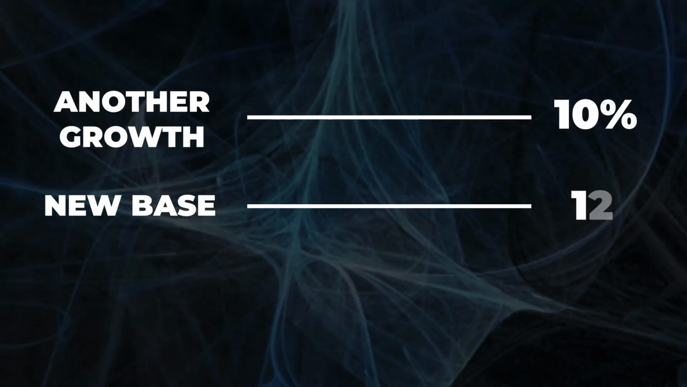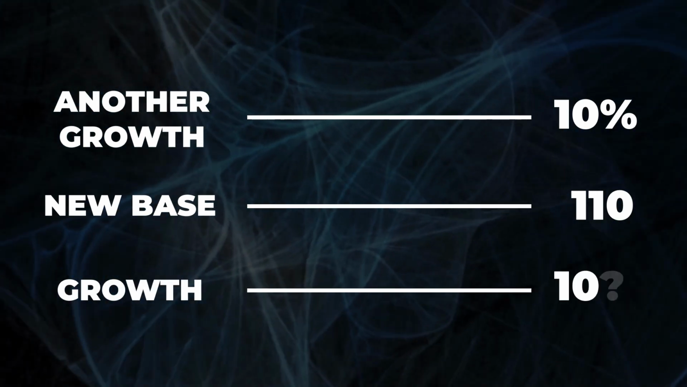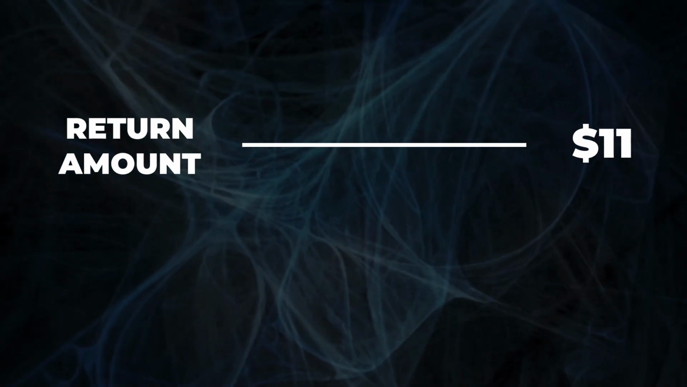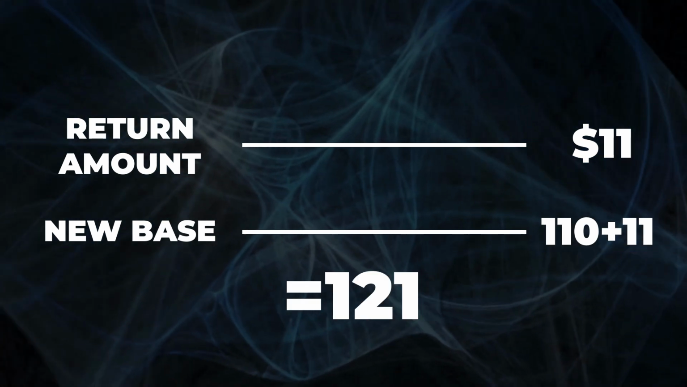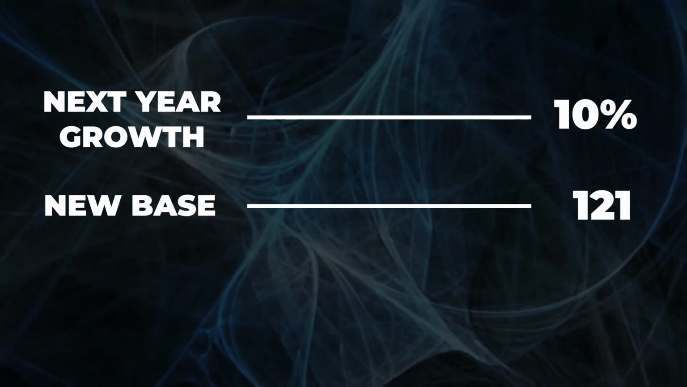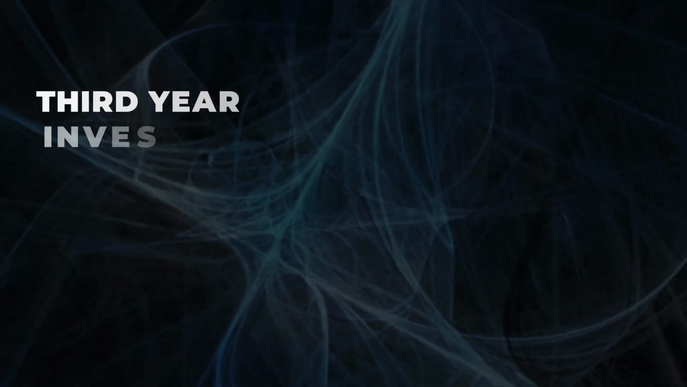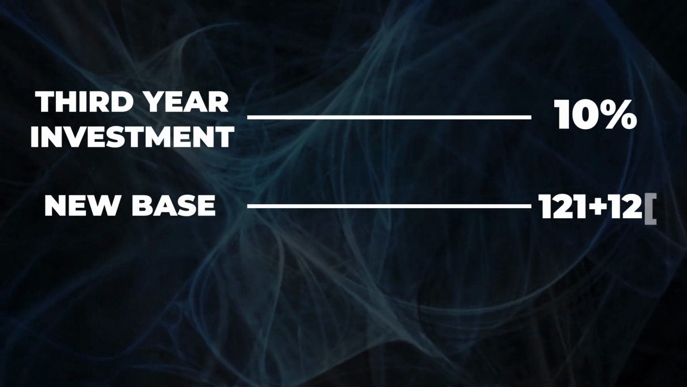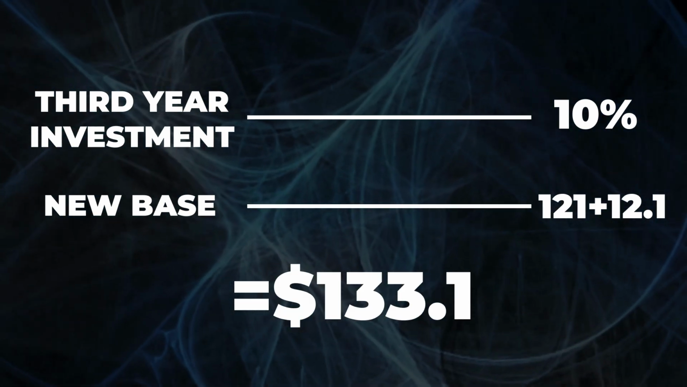Now the next year, when you get another growth of 10%, that will be on the new base of 110, not 100, but 110, meaning your growth will be 10%, but now your return amount will be $11 instead of 10, which means now your new base is 110 plus 11, which is 121. Now again in the next year you grew by another 10%, but the base changes to 121, which means now you earn $12.1, meaning after the third year your initial investment of 100 becomes 121 plus 12.1, which is $133.1.